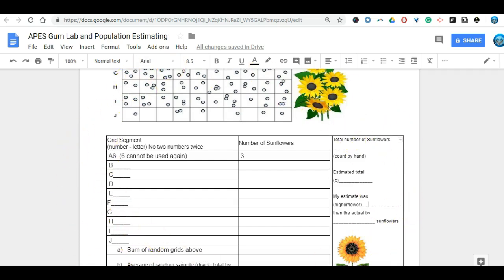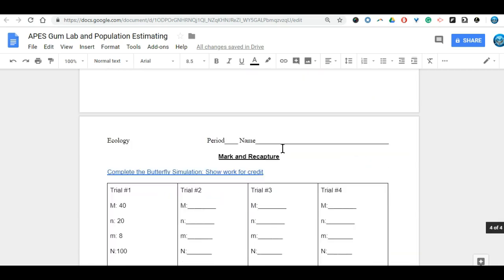No two people are going to end up with the same exact answer. It'll be really obvious that you copied off of somebody because there's no way you're going to end up with the same exact answer. The only thing that could be the same is the total number of sunflowers because everybody's going to have the same number for that.